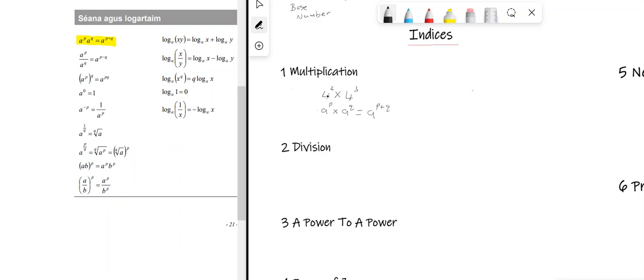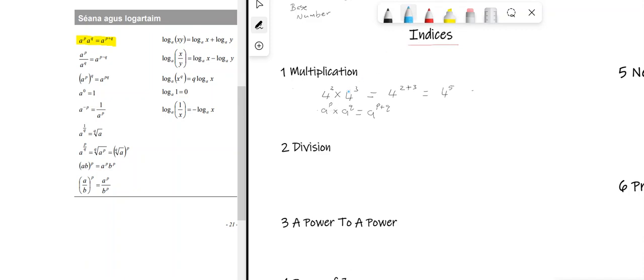So basically all we have to do with these two is keep the base number, so it's going to be equal to 4 to the power of 2 plus 3. We just add the two of these together, so it's 2 plus 3, and that's going to be equal to 4 to the power of 5. And that's what comes from this rule here, okay?